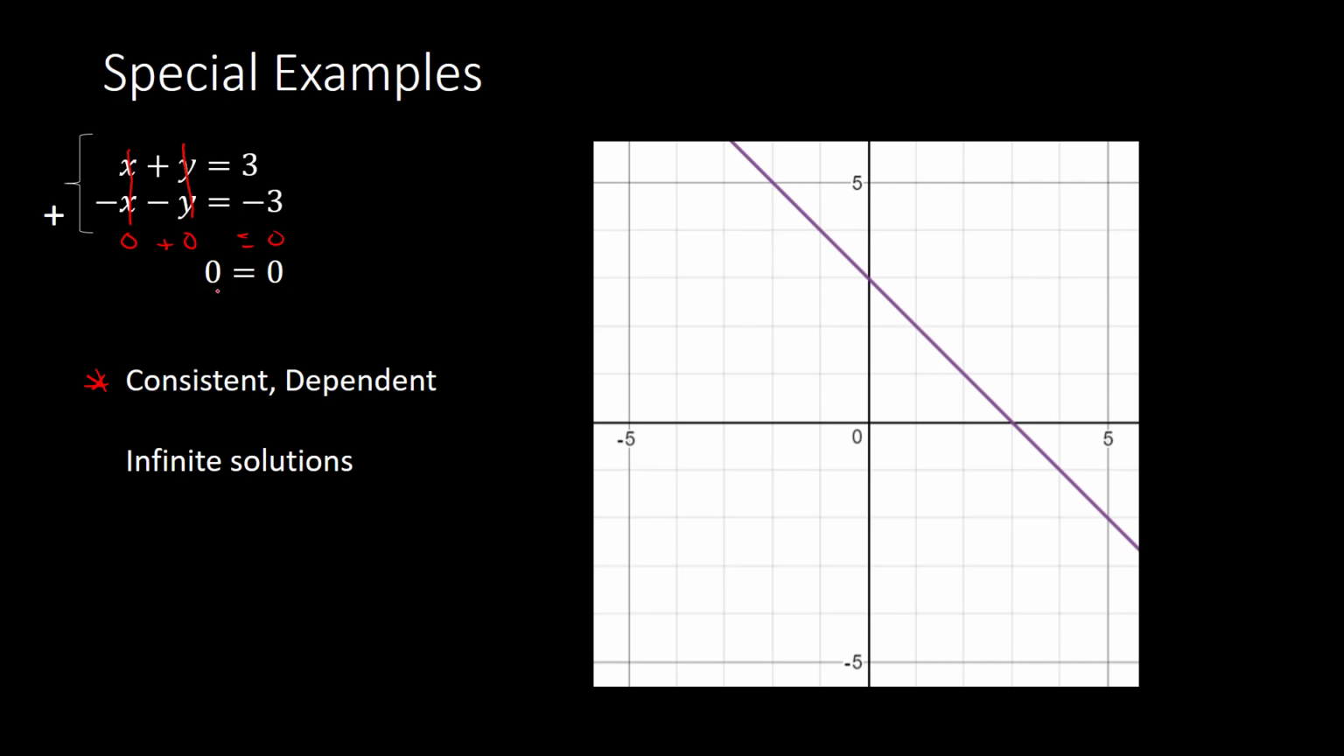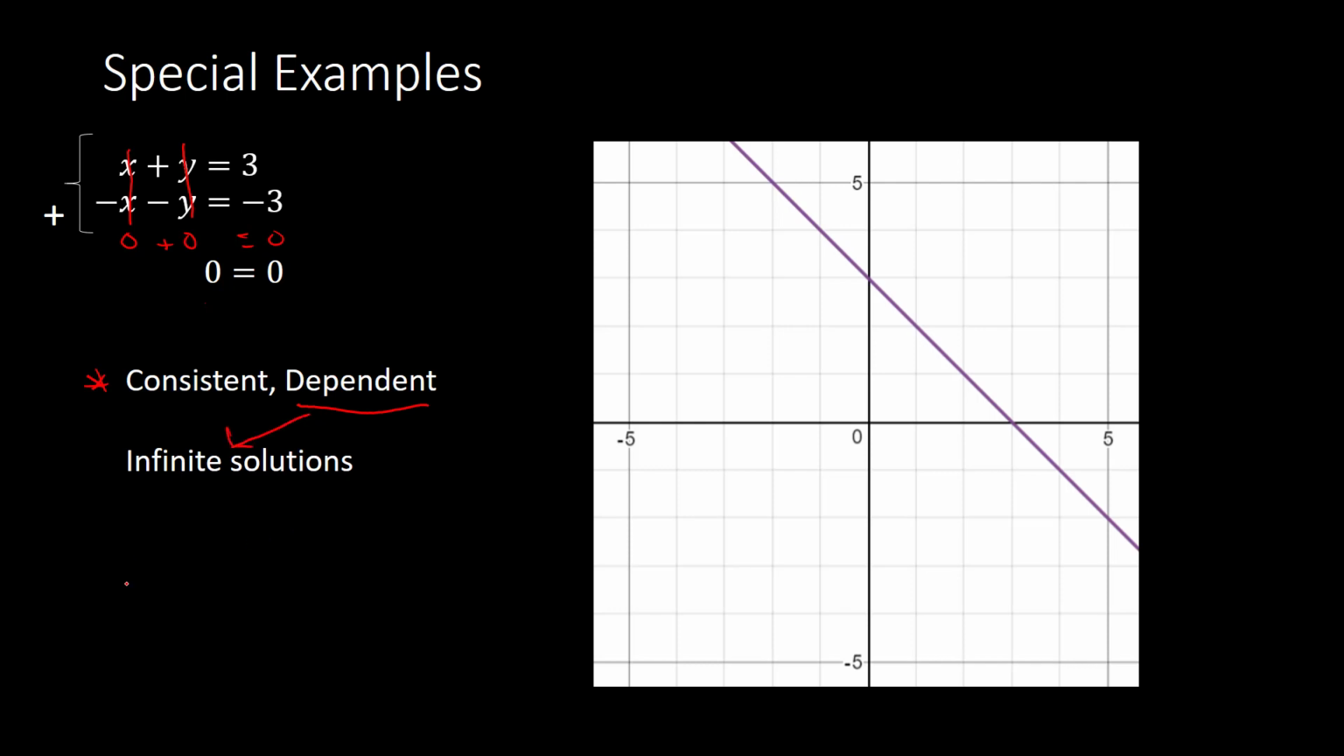And by the way, it doesn't have to be 0 equaling 0. It could be 4 equals 4. It could be 7 equals 7, as long as we have a true statement. So once again, to recap, inconsistent is when there's no solution. Consistent just means that there is a solution. So consistent could have one solution or infinite solutions. So this word here, dependent, means that it's infinite.